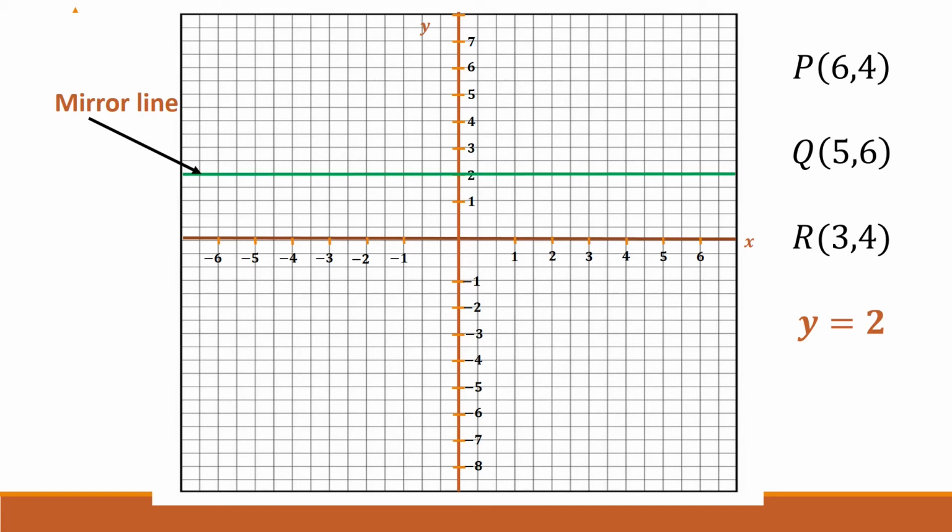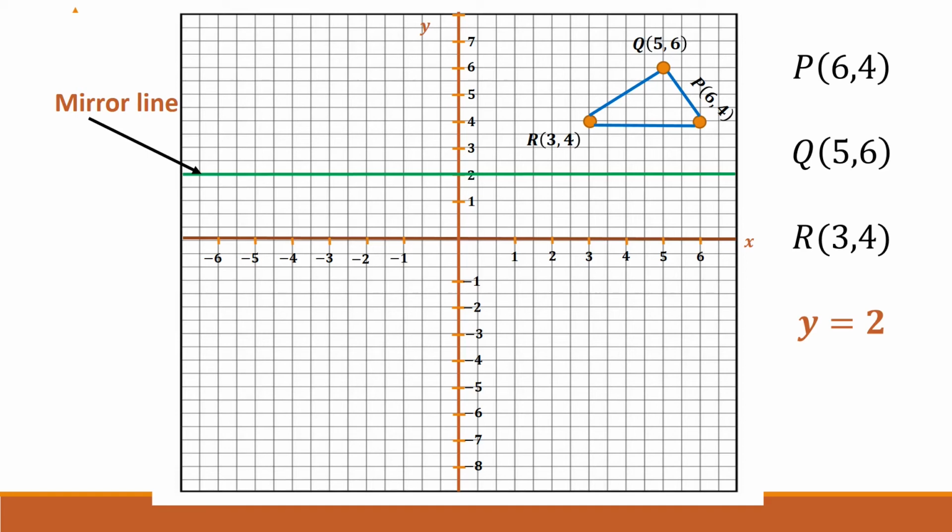So we pick the first point P, which is (6, 4), Q, which is (5, 6), and R, which is (3, 4). So quickly we join P to Q, we join Q to R, then finally we join P to R. And that forms the triangle PQR. And remember, we are reflecting this triangle on the mirror line, which is y equals positive 2.